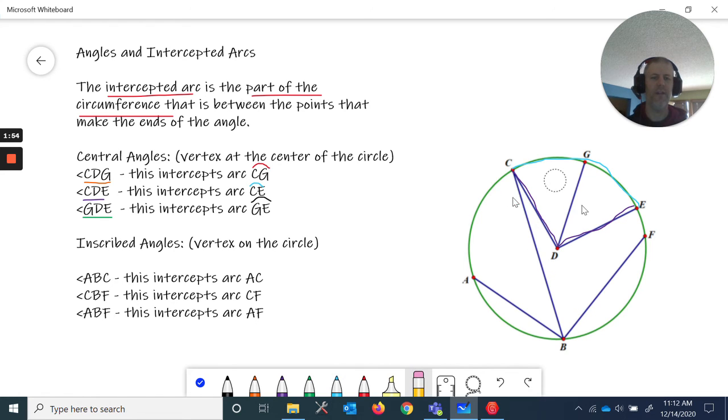And then lastly, angle GDE, we'll do in green. Again, central because D is the vertex, and it intercepts arc GE. That's the portion of the circumference.